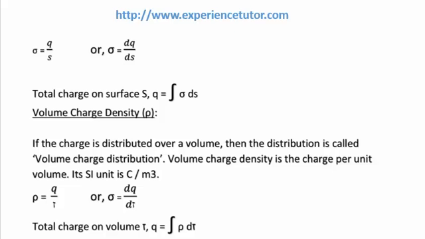Sigma is equal to Q by S, or sigma is equal to delta Q by delta S. Total charge on surface S, Q is equal to integration of sigma ds. Volume charge density, rho. If the charge is distributed over a volume, then the distribution is called volume charge distribution. Volume charge density is the charge per unit volume. Its SI unit is coulomb per meter cube.